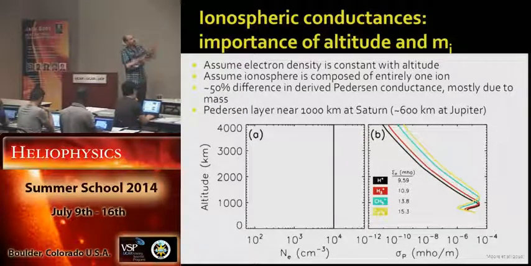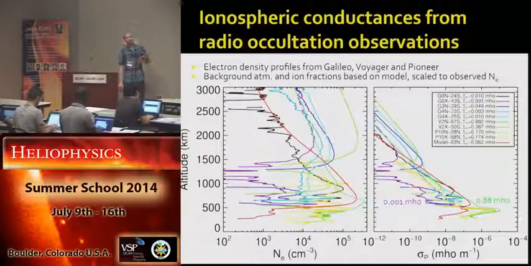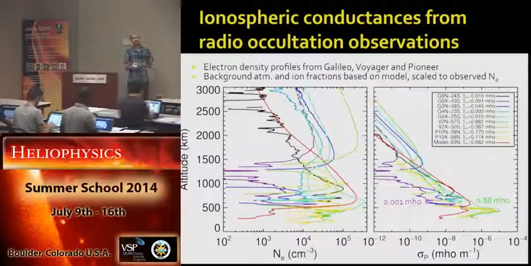And in fact, you can see where it would peak in altitude. There's a conducting layer and a corresponding Pedersen layer and Hall layer. That peak is where the gyro frequency corresponds to the ion-neutral collision frequency. So even if you had a perfectly constant density with altitude, you would expect to see conductivities peak right around that layer. You can use electron density profiles along with some estimate of what the atmosphere and the ion fractions are, using modeling, to make estimates of conductivities at the giant planets.